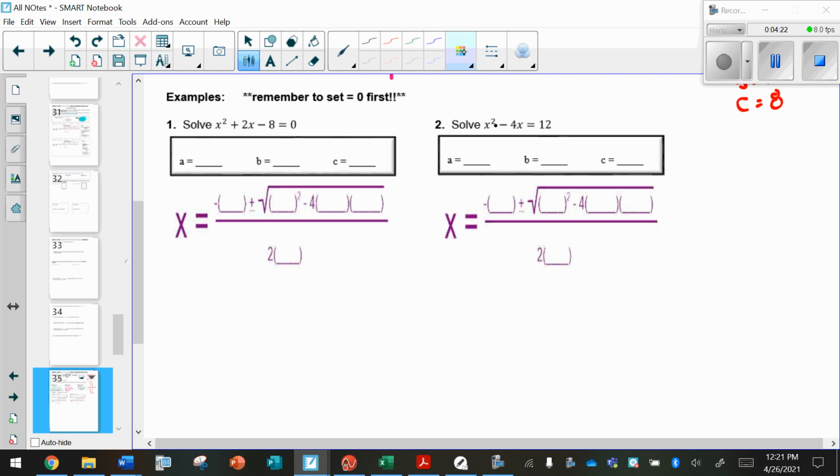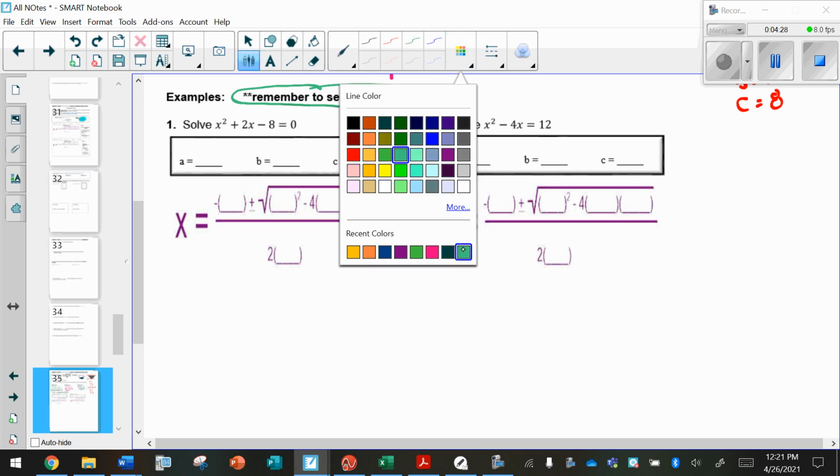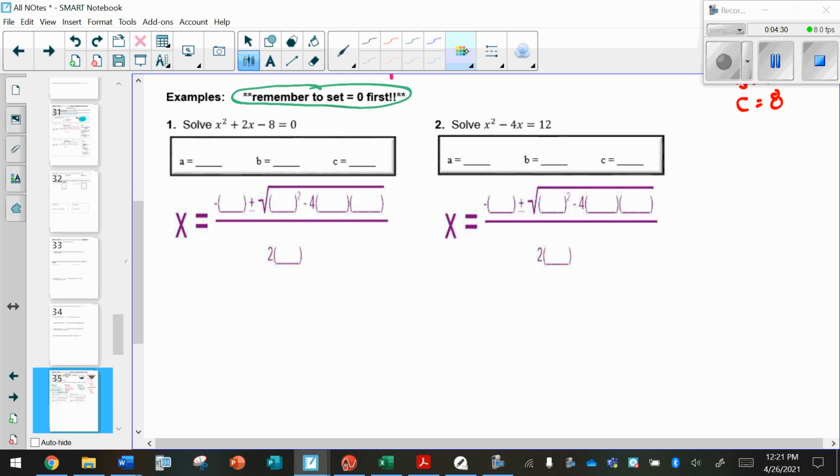So remember, we have to get it equal to 0 first. If it is already equal to 0, that's fantastic. That's one less thing we have to worry about. But if it's not equal to 0, we have to take care of that. So for our first example, it is already equal to 0. What's our a value? A is the coefficient of the x squared, the number in front of x squared. If you don't see a number there, but you do see the x squared, that means a is 1.